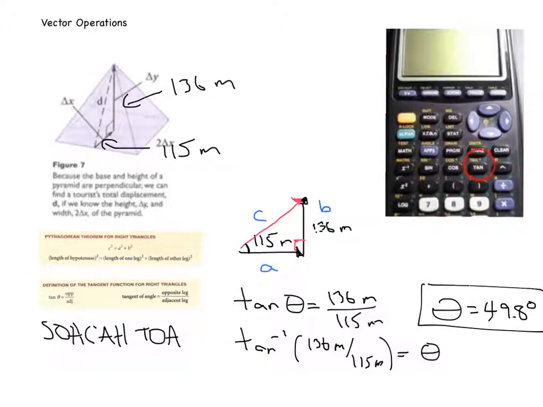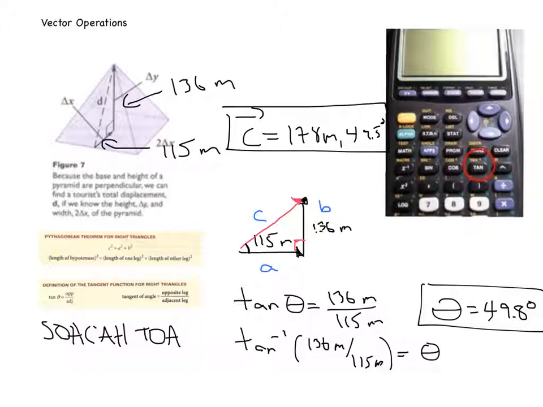Okay, so our final answer would be a vector, and we don't know the east, west, north, south directions, so I'm just going to label this as 49.8. I'm not going to do the east of west or north of south, just leave it like this. So our final answer is vector C equal to 178 meters at 49.5 degrees. Okay, so this is our final answer for that vector.